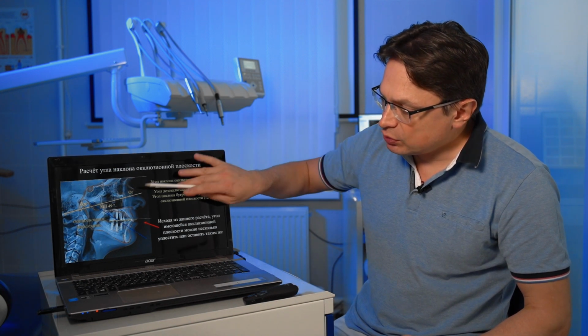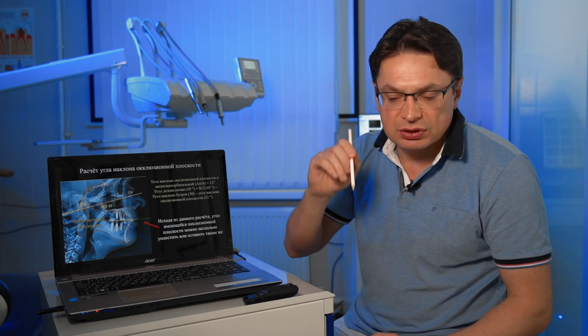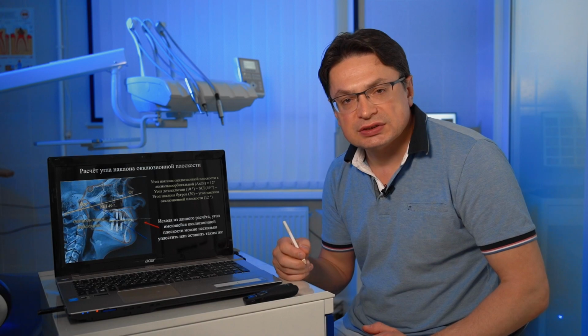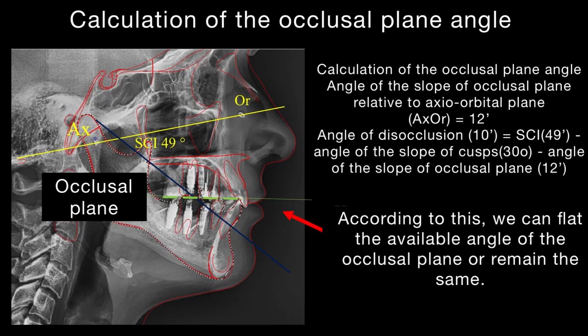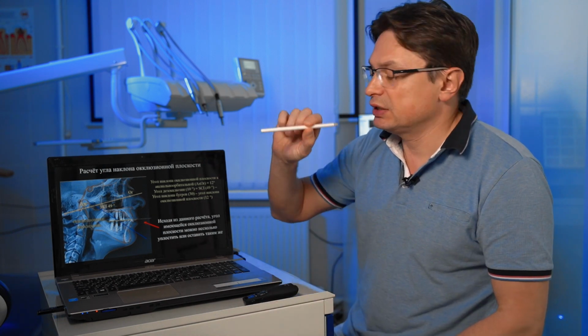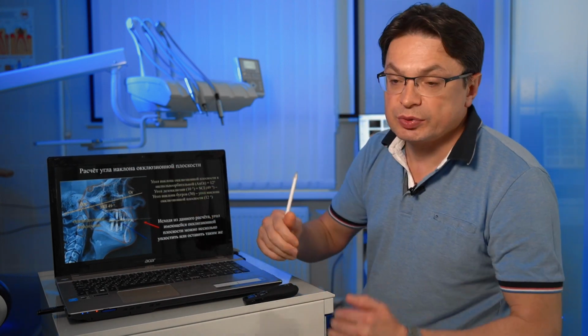One more important question is the position of the occlusal plane, because if the occlusal plane is set quite steep, it causes interference in the back areas. So, our task is to calculate the angle of the occlusal plane and to move on in accordance with this data. Because we can change the occlusal plane one way or another, and the teeth rows will change as well.